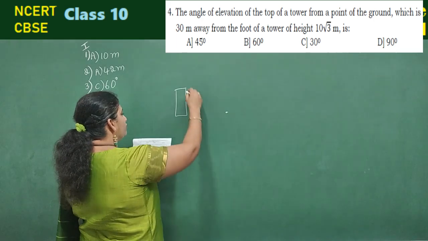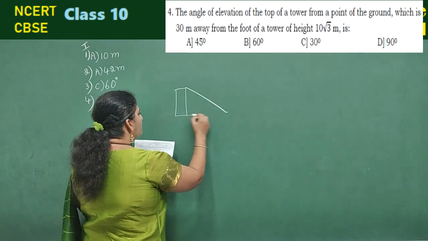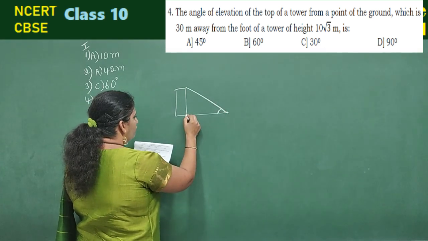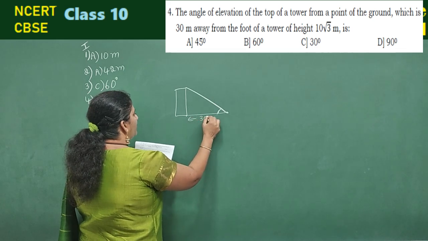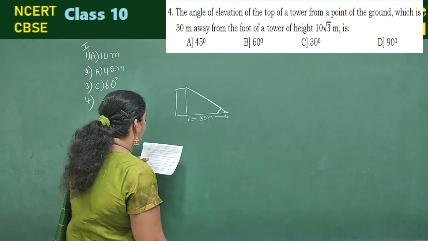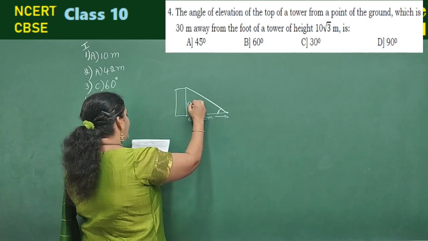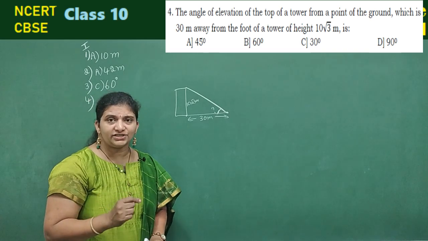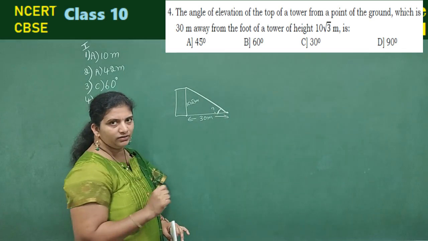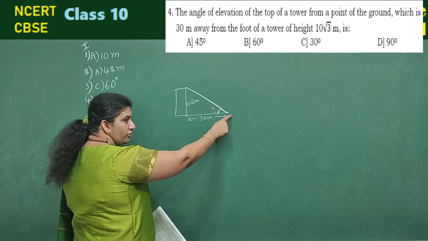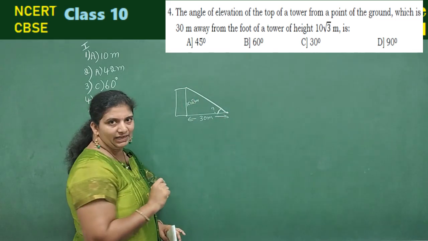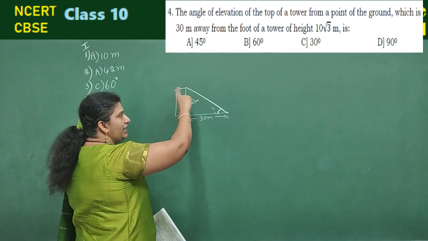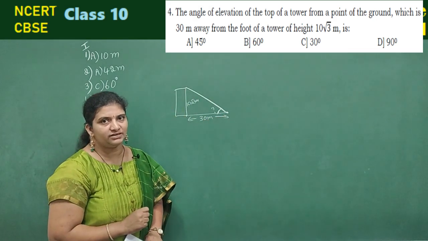The angle of elevation of the top of the tower from a point on the ground 30 meters away from the foot of the tower of height 10 root 3 meters. Here we need to find the angle of elevation from a point on the ground to the top of a building. The point is 30 meters away from the building and the height of the building is 10 root 3 meters.